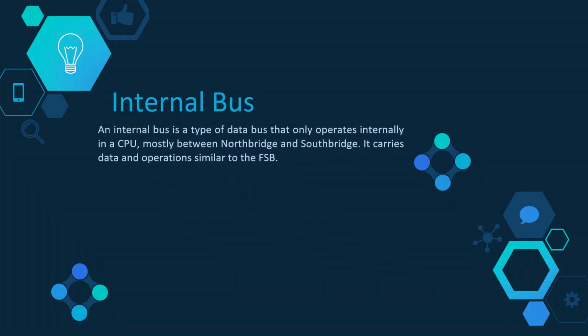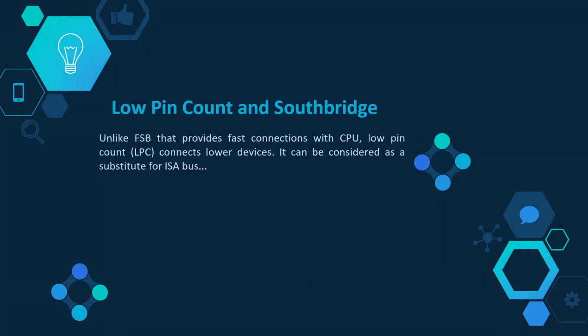Internal bus. An internal bus is a type of data bus that only operates internally in a CPU, mostly between North Bridge and South Bridge. It carries data and operations similar to the FSB. Low pin count and South Bridge. Unlike FSB, which provides fast connections with the CPU, low pin count or LPC connects lower-speed devices. It can be considered as a substitute for ISA bus.